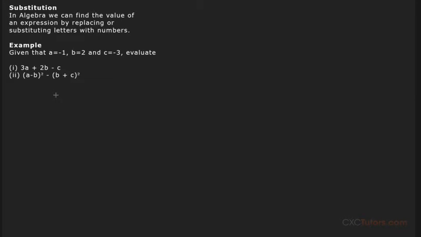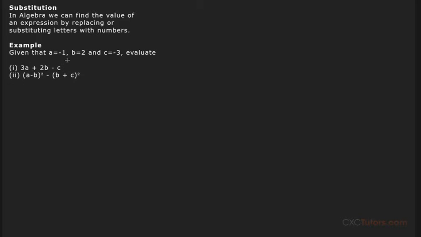This question says, let's say A is equal to -1, B is 2, and C is -3. Evaluate, we're going to be finding... So when we evaluate, we find a specific value for the given expression. Evaluate 3A plus 2B minus C. Again, we're going to replace our letters with their respective values. And so remember, A is equal to -1, B is +2, and C is -3.